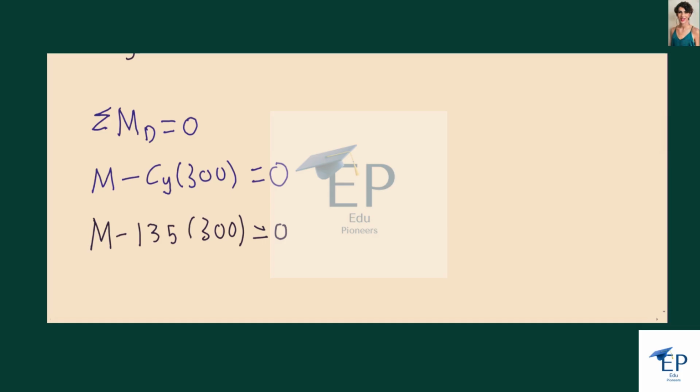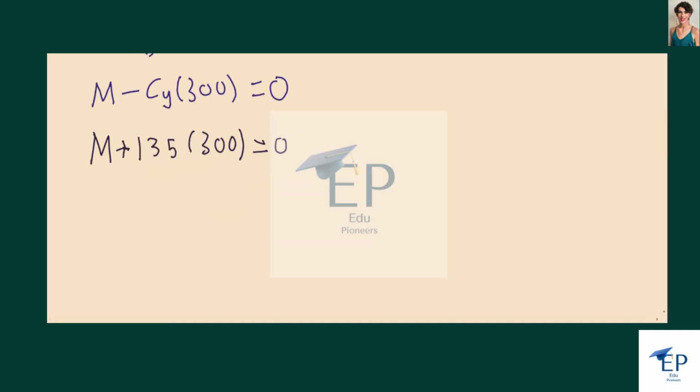Should be positive. So m plus, since c of y was negative, so we do m plus 135 times 300, and this will give us a value of m that is equal to negative 40.5 newton meters.